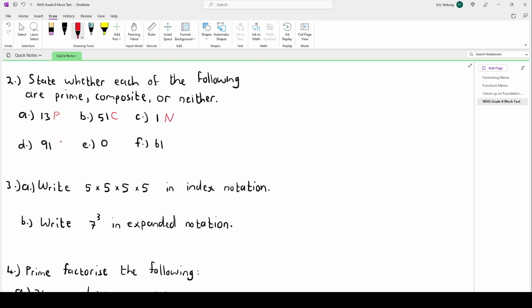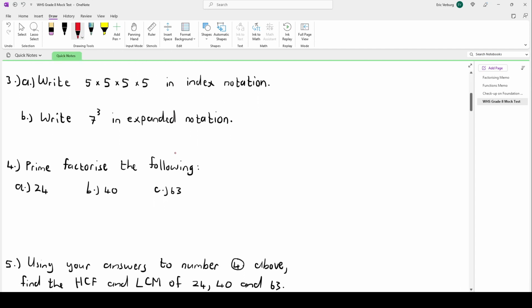91 can be written as 13 times 7, so that's going to be composite. 0 is neither of them, and 61 is a prime number. All right. Next up, question 3. Write 5 times 5 times 5 times 5 in index notation. So that would be 5 times by itself 4 times, which gives us 5 to the power of 4.